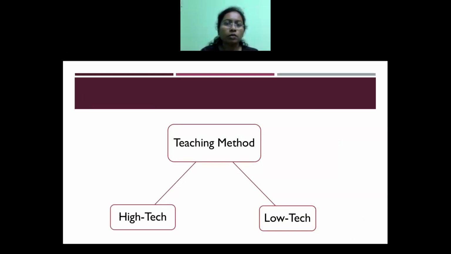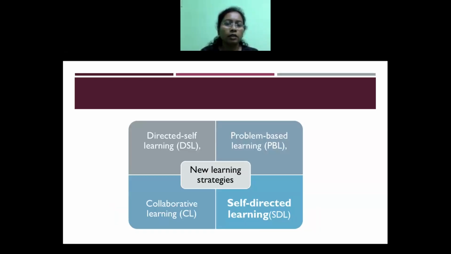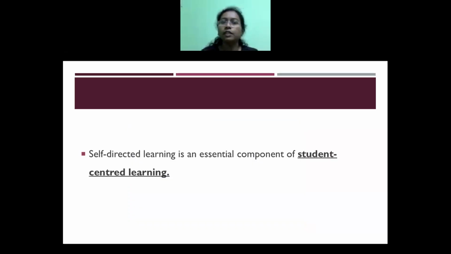There are other methods in teaching methodology, like high-tech and low-tech, based on the technology involved. The newer learning strategies involve direct self-learning, problem-based learning, collaborative learning, and self-directed learning. Self-directed learning is an essential component of student-centered learning.